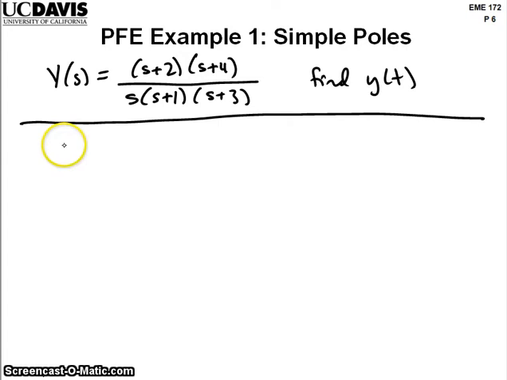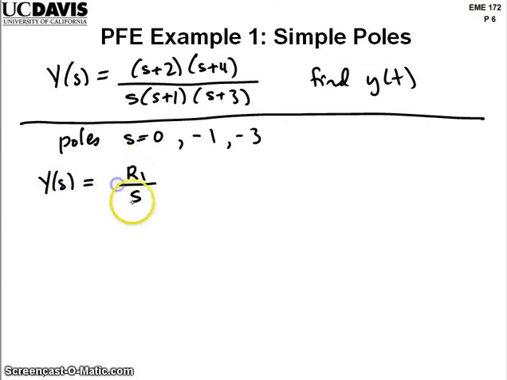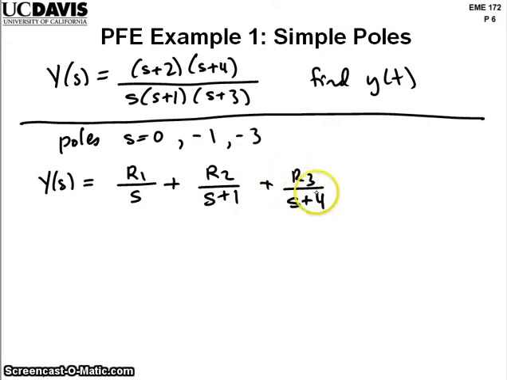We'll notice that Y of s has poles at s equals 0 from this term, minus 1 from this term, and minus 3 from that term. So there are 3 poles, and they're real, and they're not repeated. So the solution to this is Y of s equals r1 over s plus r2 over s plus 1 plus r3 over s plus 3. And it's easy to solve for these residues using the formula.